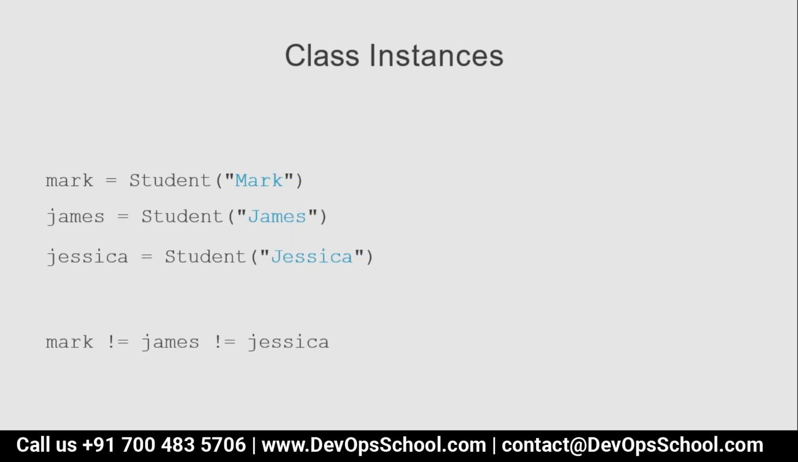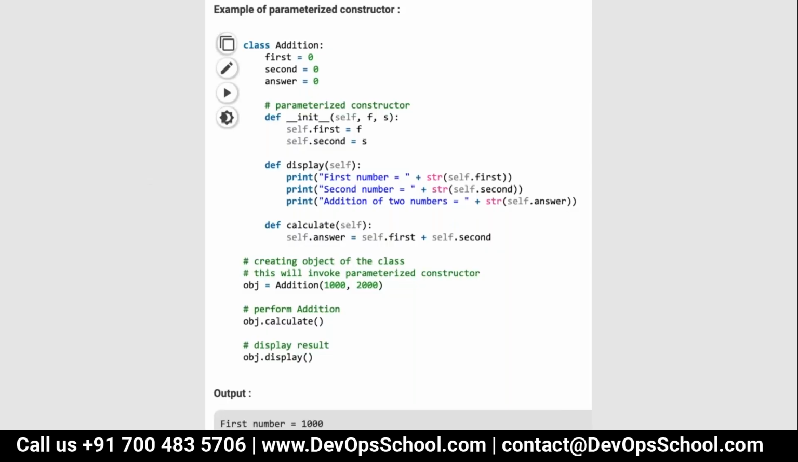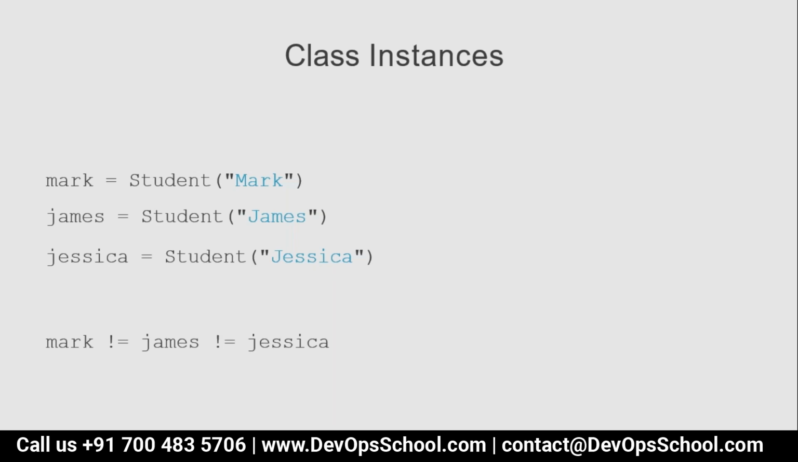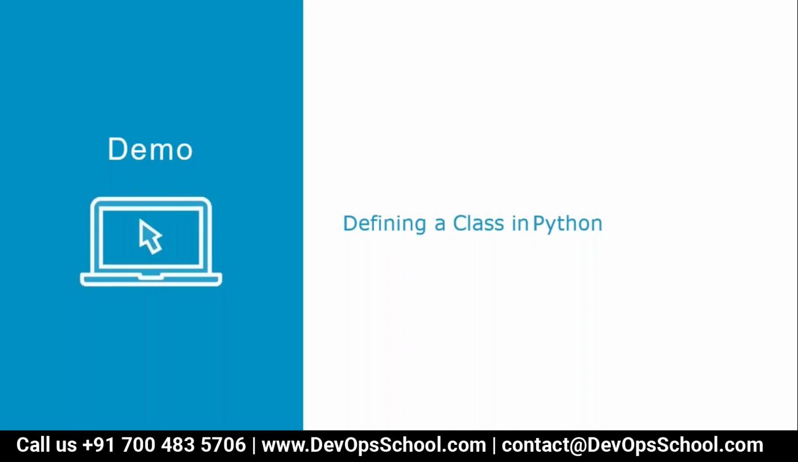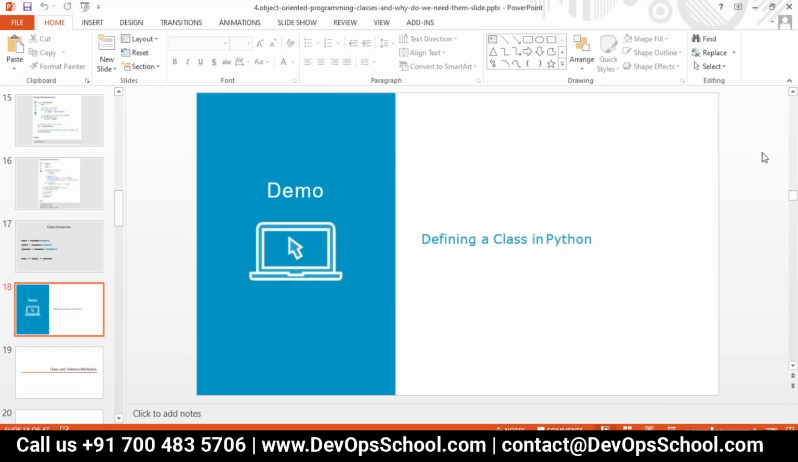Now this is the way I have used the same thing. Here you see addition 1000 2000, it's the same thing. So mark is one object from the student property, which you are passing as a parameter, and James student, again same thing, and then mark is not equal to James, is not equal to Jessica. So understand this. Okay, so any questions on the class front?